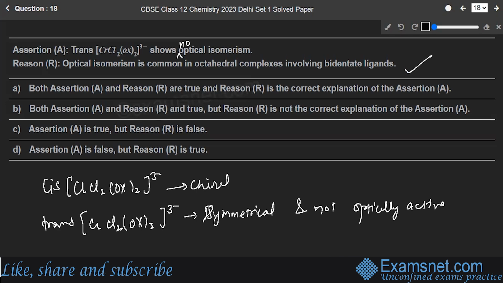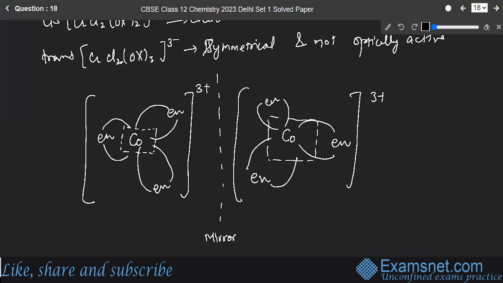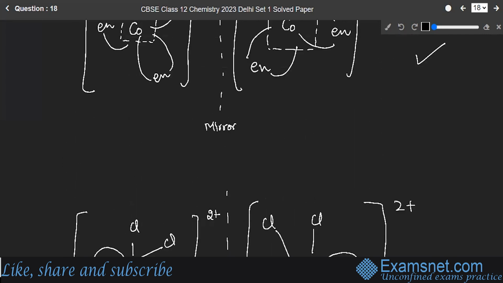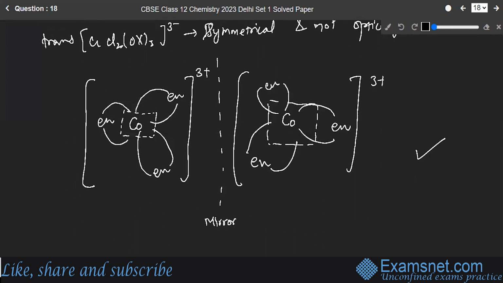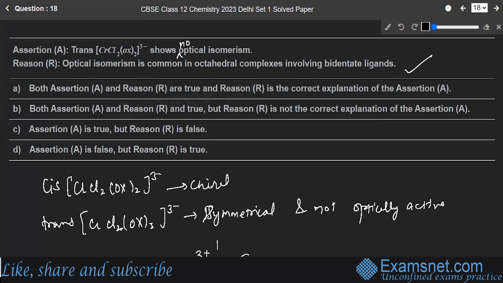This is absolutely right. Let's look at these two examples to understand the problem carefully. Looking at this example and this one, you can easily see that optical isomerism is common in octahedral complexes which have bidentate ligands. So these are the two examples for that. Hope you got that. So the right answer to the question: the assertion is false, but the reason is true.